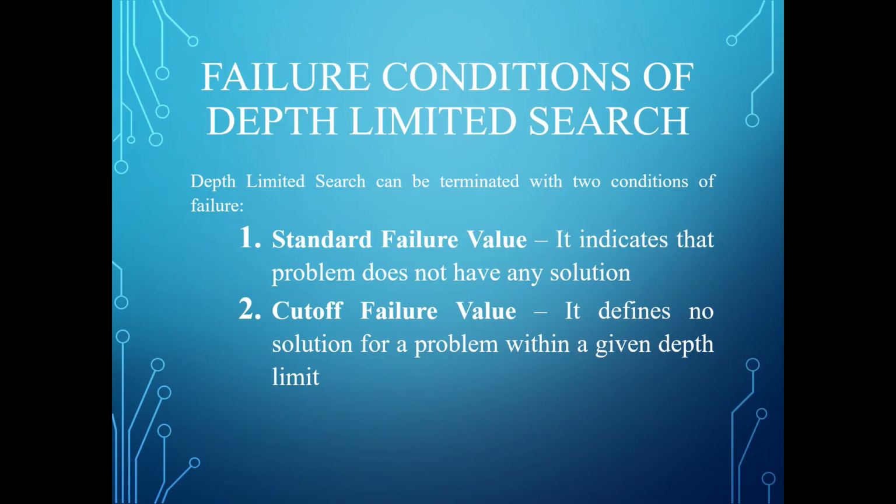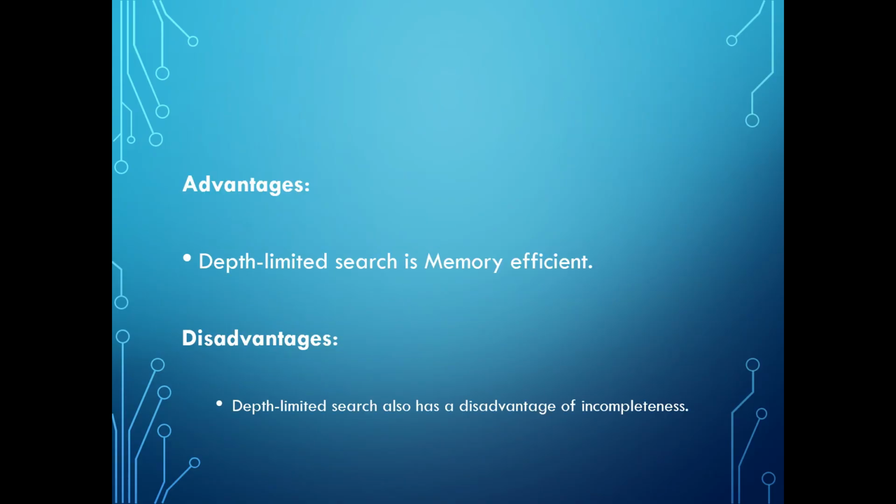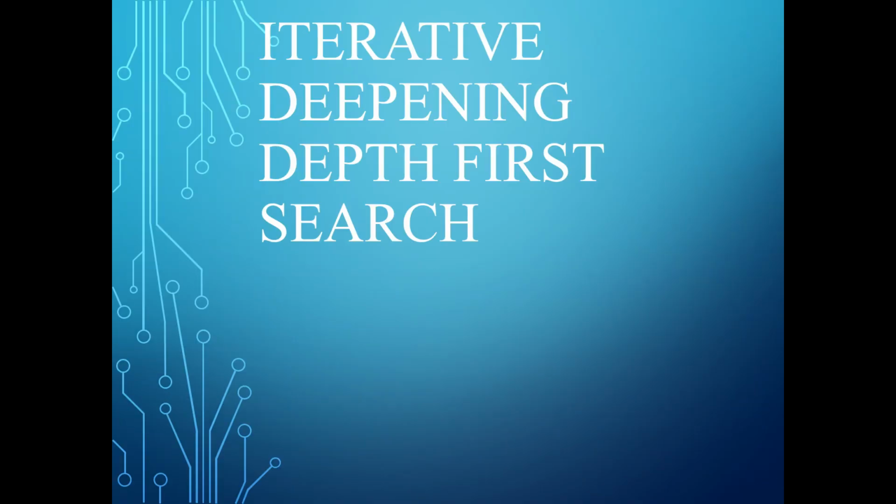Standard failure means there is no solution in the tree. Cutoff failure means the limit was too small, so the search ended prematurely. Cutoff indicates that increasing the limit may help reach a solution. Advantages and disadvantages. Depth limited search is memory efficient and reduces the risk of infinite loops. However, if the depth limit is set incorrectly, the search may miss the solution entirely. DLS is not always complete. Disadvantages. Depth limited search also suffers from incompleteness.